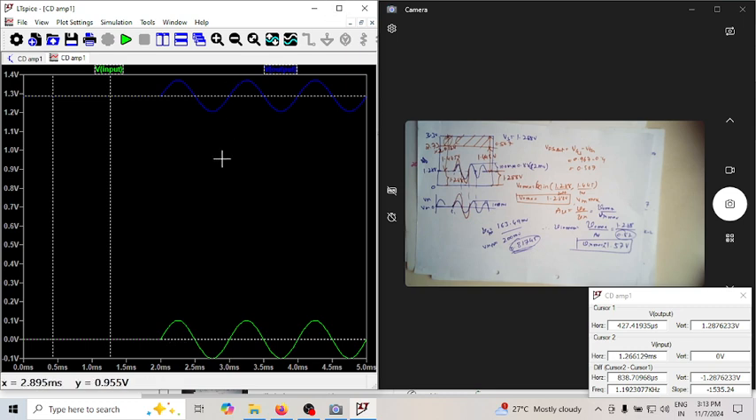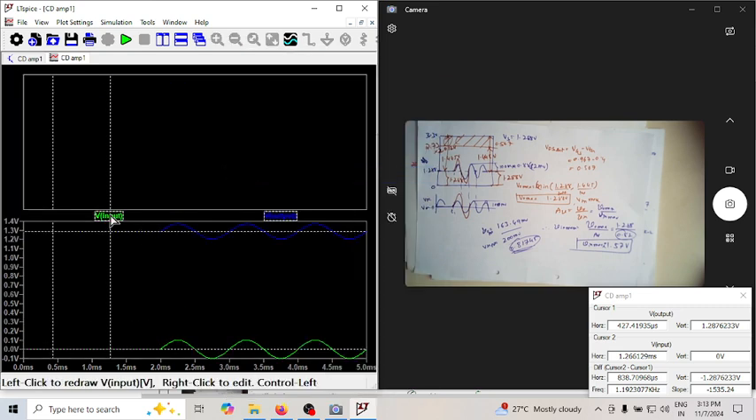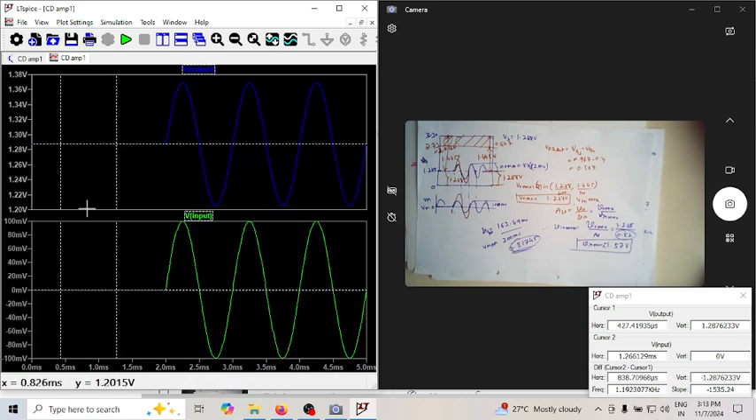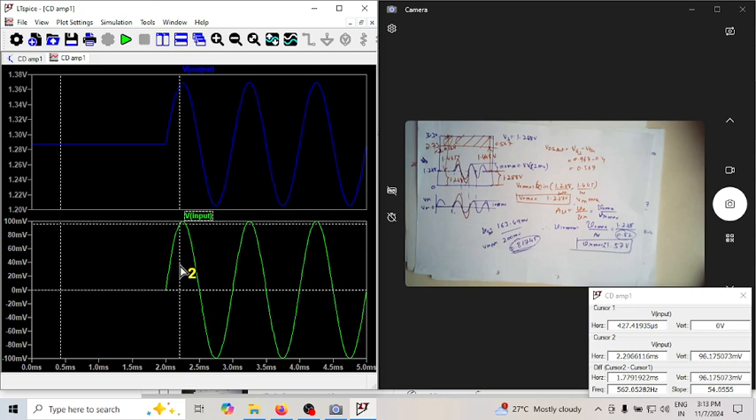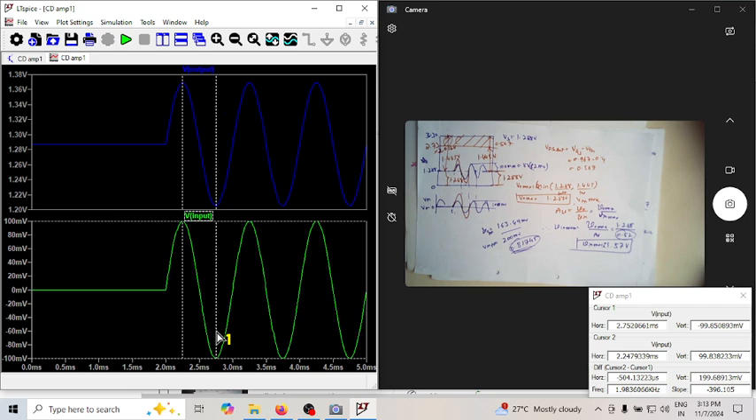In order to see that, let me have both input and output waveforms on different panes. So let me take the output onto a different pane. This is how it looks. What I'll do is move the cursors on top and bottom of its waveform, which will have a difference of 200 millivolt. You can carefully observe here.